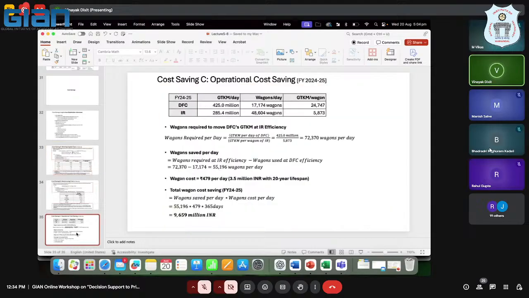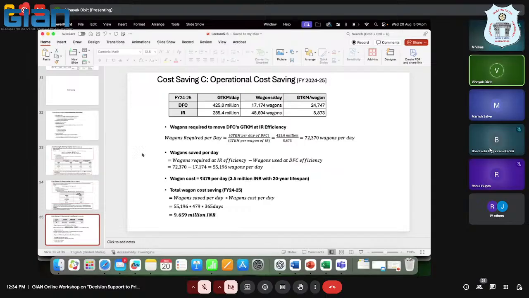But then there is a third thing: if your speeds are higher, you can maintain the same headways with a smaller fleet. Yes, sir. Got it. That's basically what it is, and that's where your operational cost savings are coming.